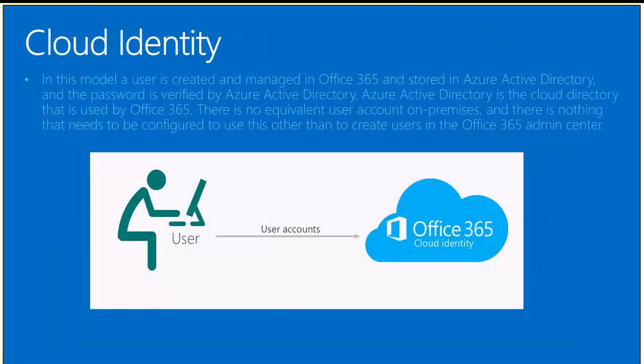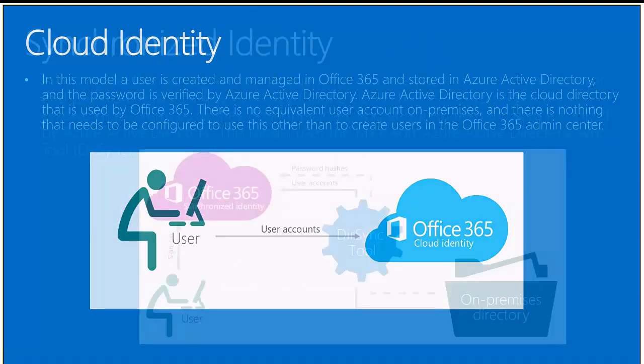Cloud identity. In this model, a user is created and managed in Office 365, and the backend of Office 365 is actually Azure. So it's stored in our data centers in the Azure Active Directory, and the password is verified by the Azure Active Directory. And Azure Active Directory is the cloud directory that's used by Office 365. And there's no on-premise environment here, so no local servers, no Active Directory locally. We are creating a completely cloud user.